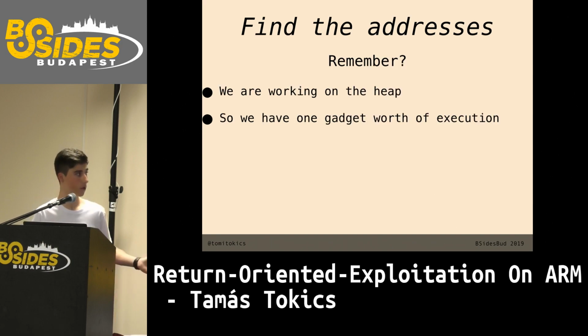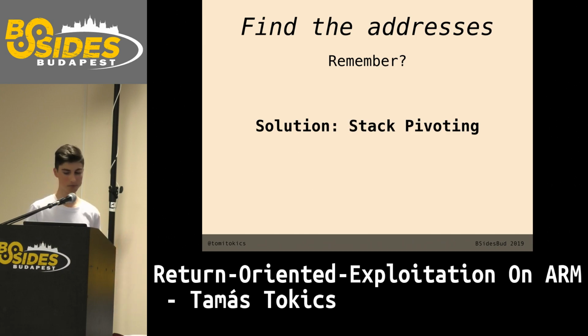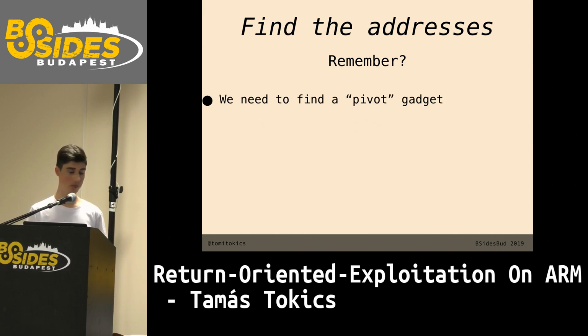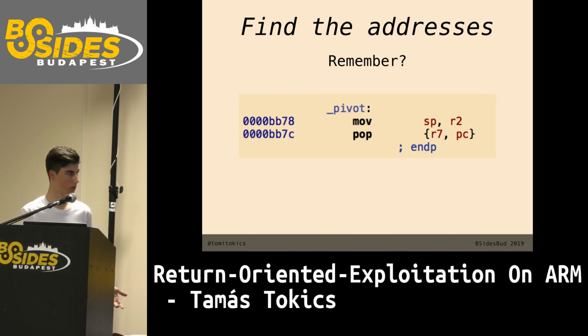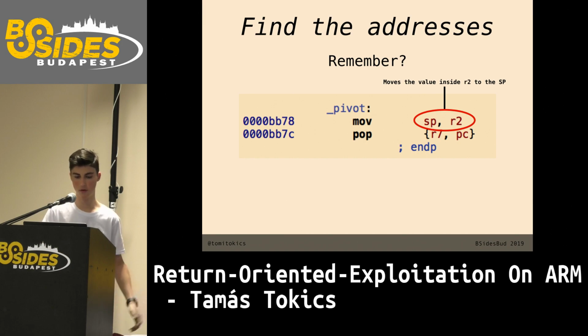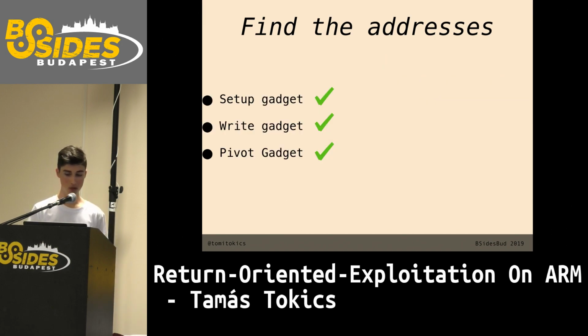Now remember, we are working on the heap, and we have one gadget worth of execution. So we need a solution, and that is stack pivoting. So now we need to find a pivot gadget. I placed this inside my binary. You can see it basically moves the value found inside R2 to the stack pointer, so it just overwrites the value. So now we have all the gadgets set up.